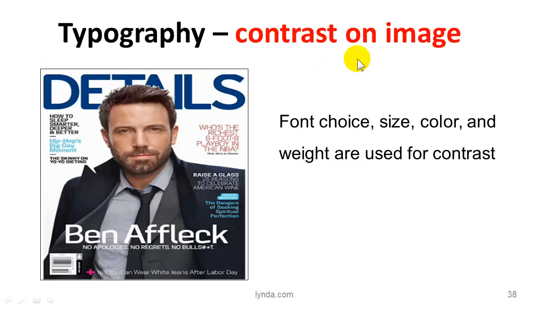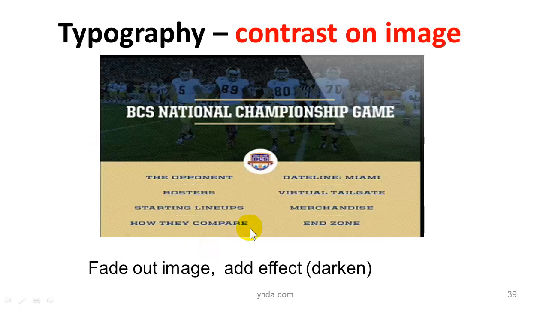Contrast of type on an image. Here again, we have an image. It does not take away from our ability to read the type. So our choices, our size and colors must be chosen so to accomplish the goals so that we can still communicate our message.